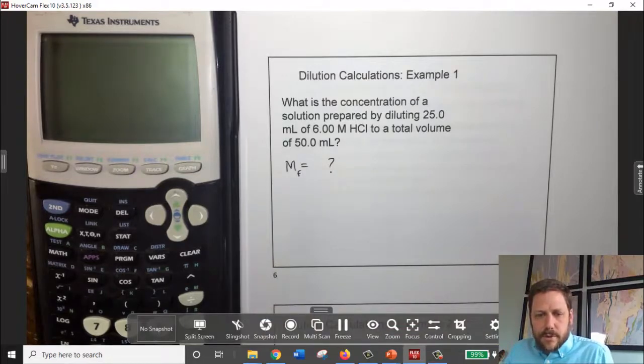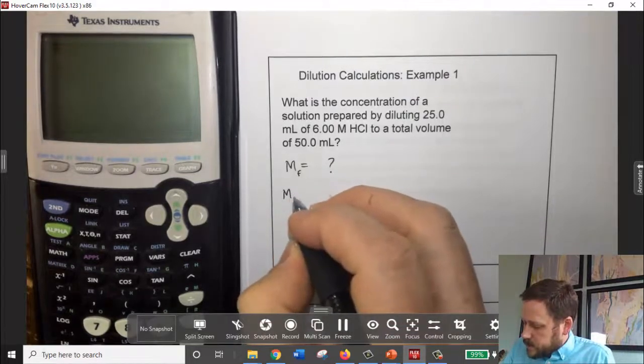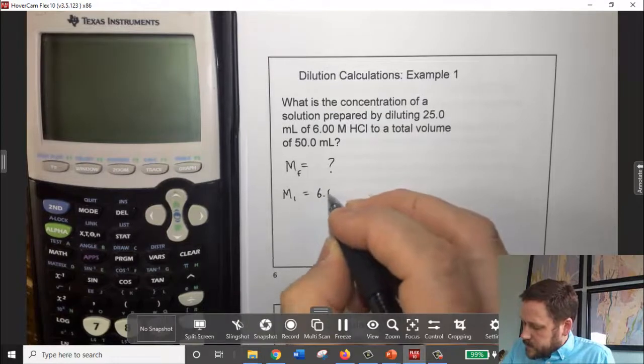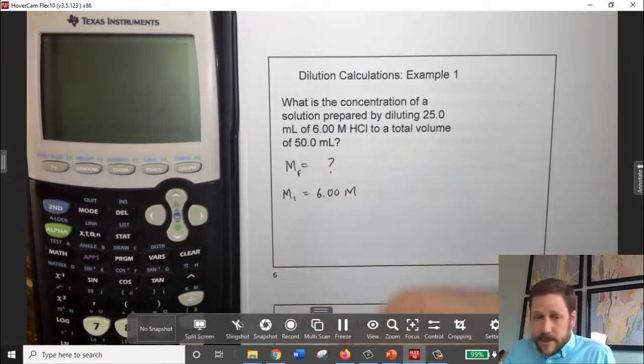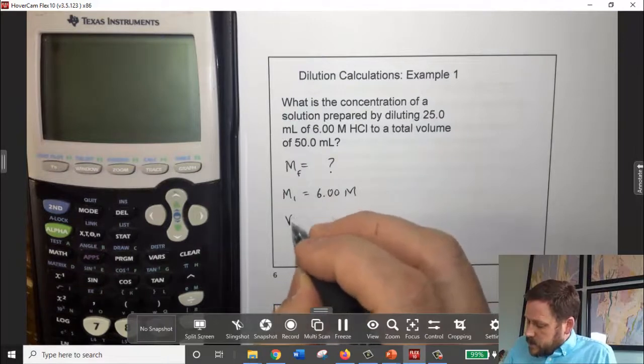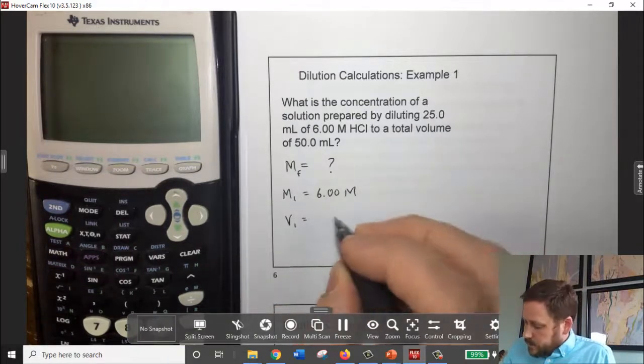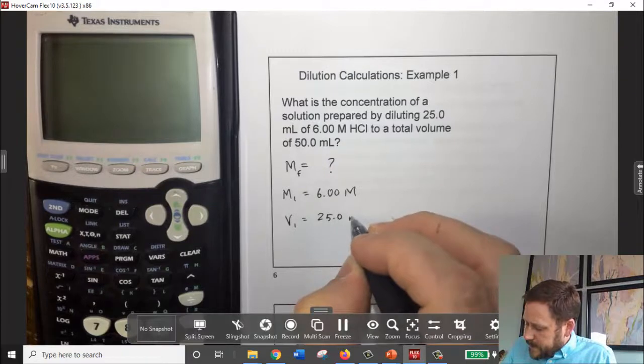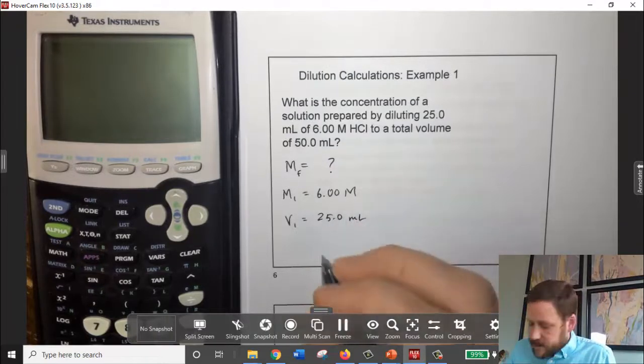What's that new concentration? Notice the initial concentration, Mi, is 6 molar. So again, make a list of variables, identifying which one's the unknown variable. The initial volume is always going to be the smaller volume. So in this case, that's 25 mLs, and the final volume here is 50 mLs.